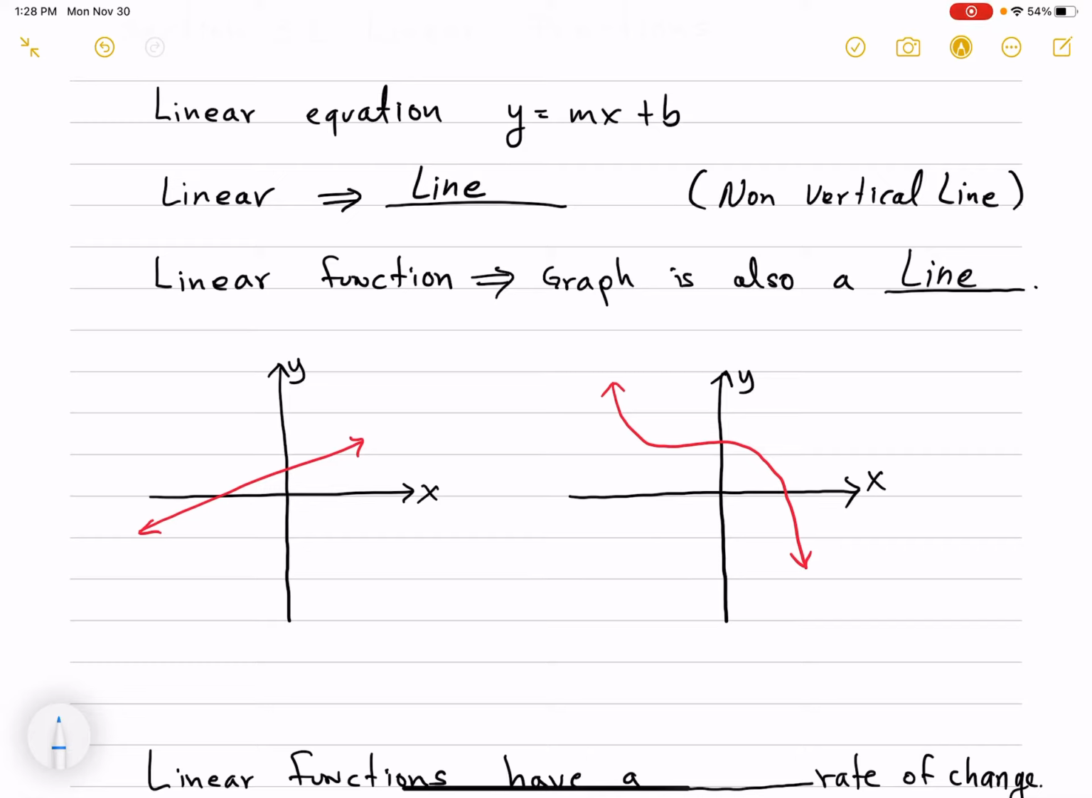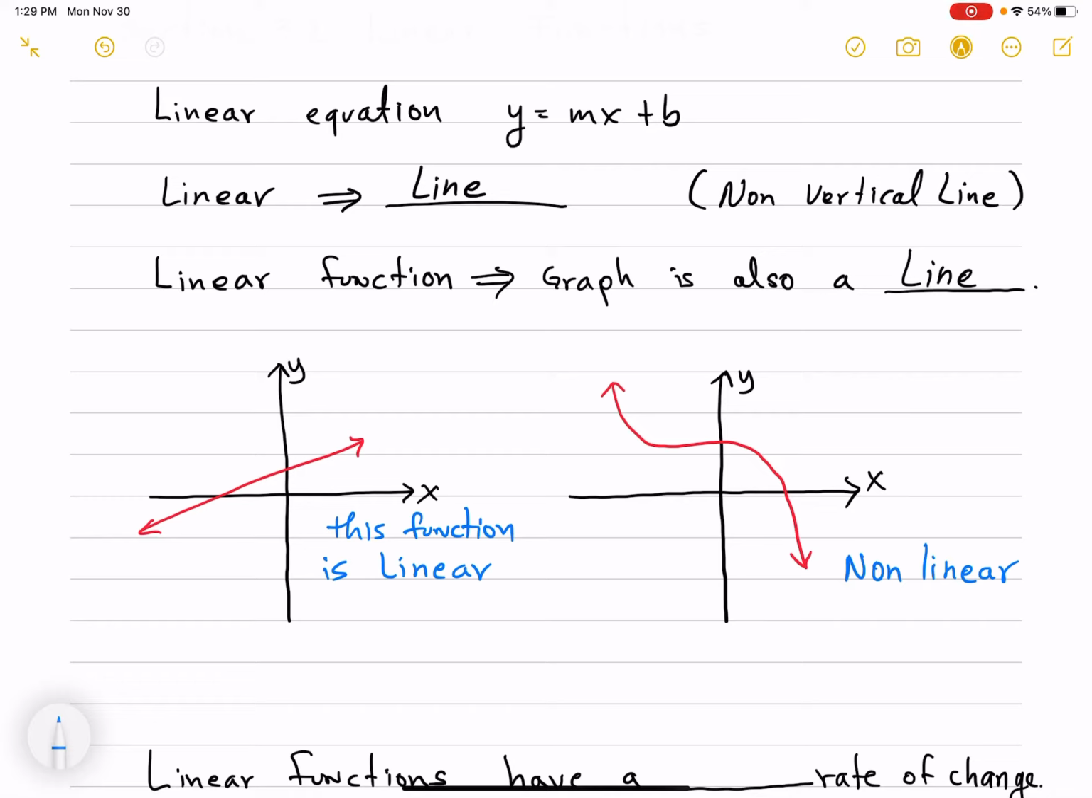So the first one, we know that this function is linear simply because we have a line. It's supposed to be a straight line, but there you go. So this is a function, a linear function, because it's a line. This is a function, but it's not linear. So this is an example of a non-linear function.